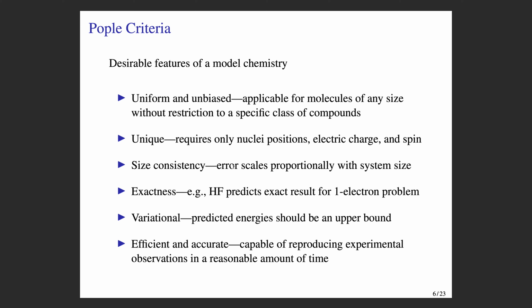Another desirable feature is that the error should scale proportionally with the size of the system. That is, you don't want the error to get exponentially larger as the system size gets bigger. You want the error to scale linearly with the size of the system. You want your method to be exact in the sense that if you have a very simple system, for example, the hydrogen atom or the helium plus atom, you want that method to exactly predict those results. And so Hartree-Fock methods are exact, that is, they are 100% correct for a simple one electron problem.